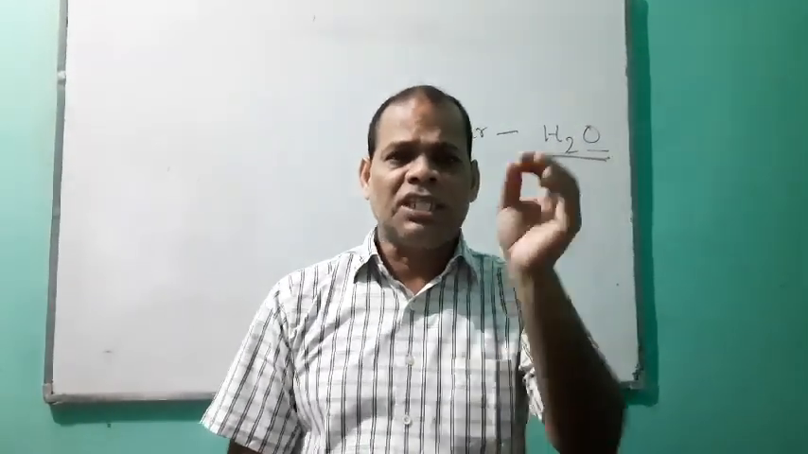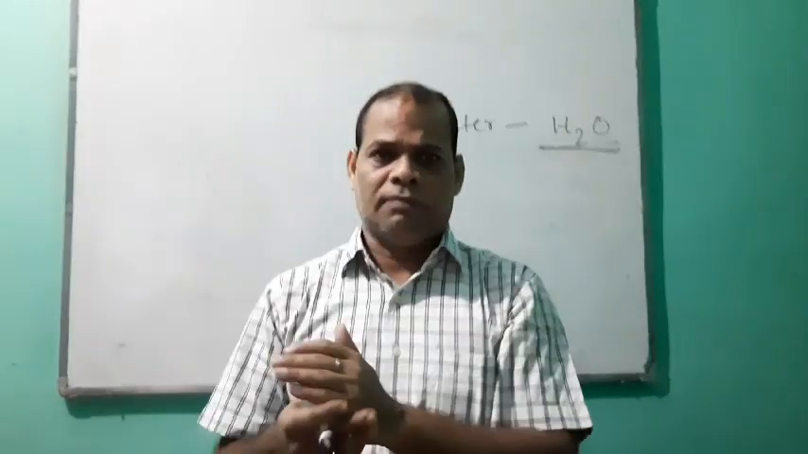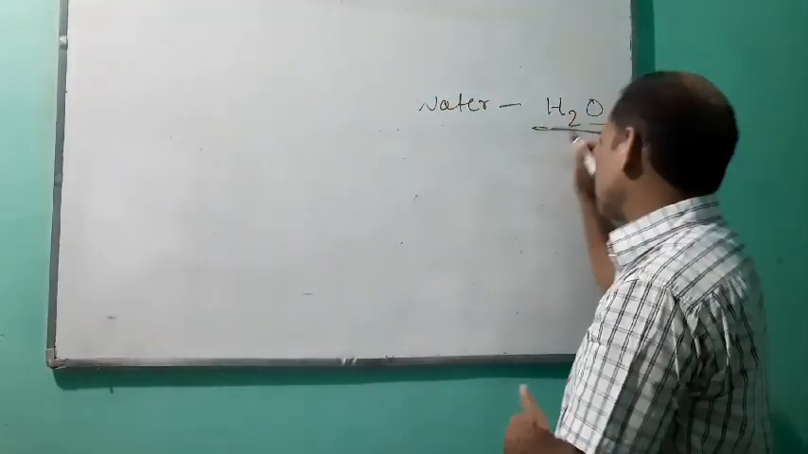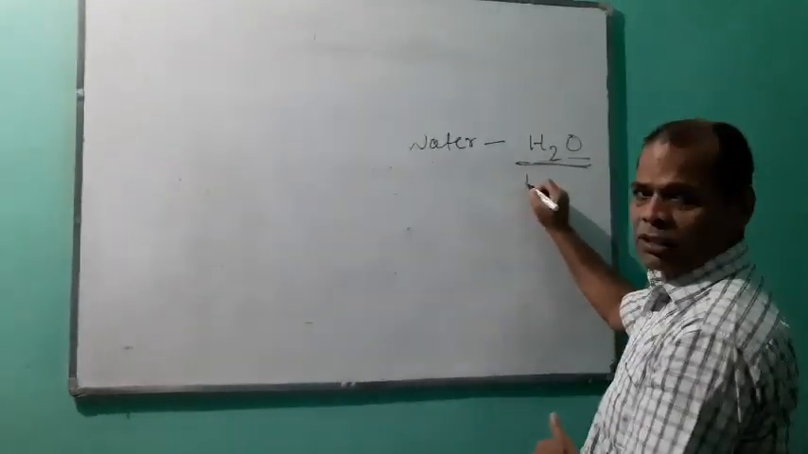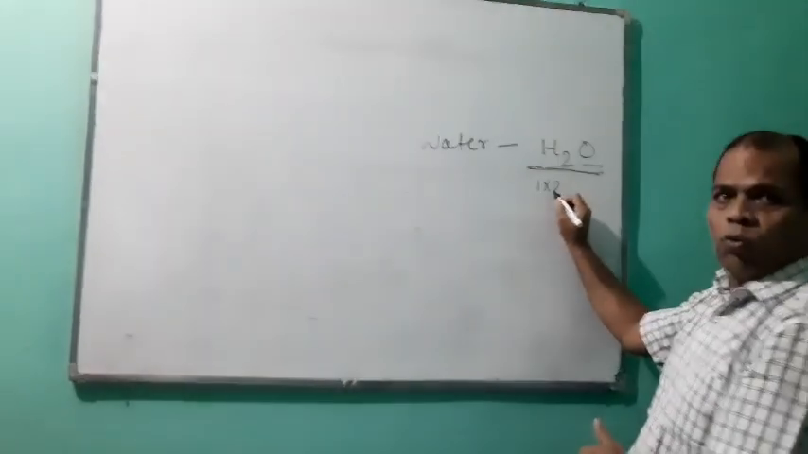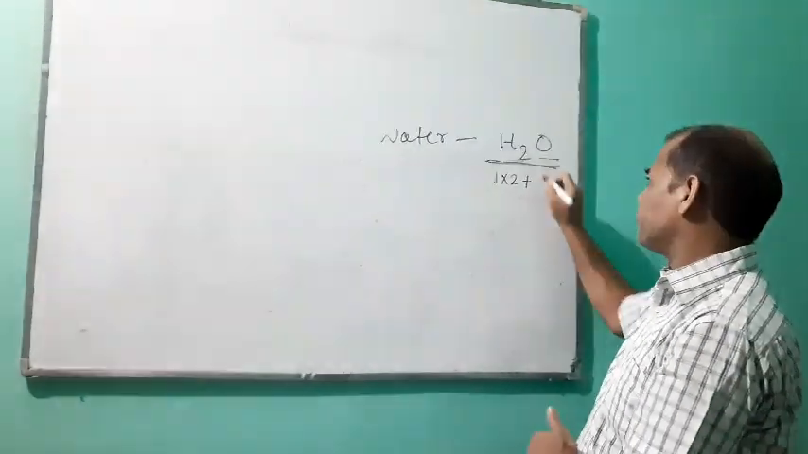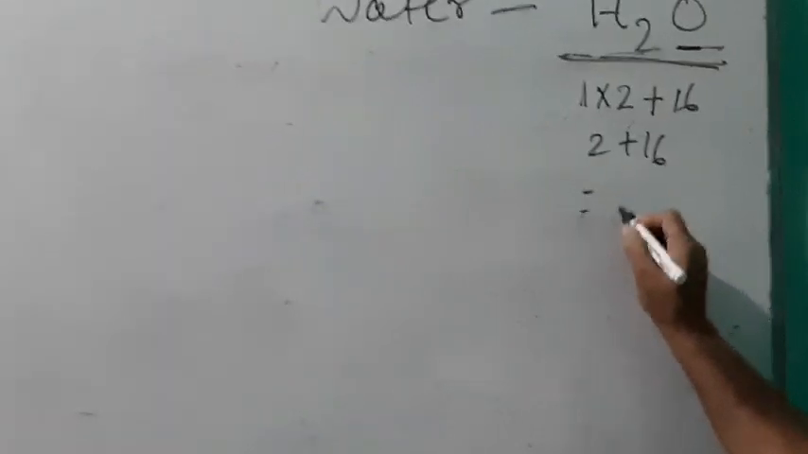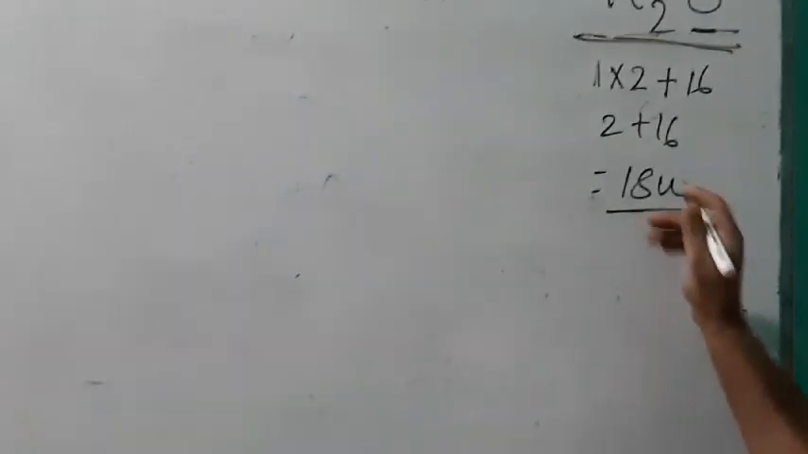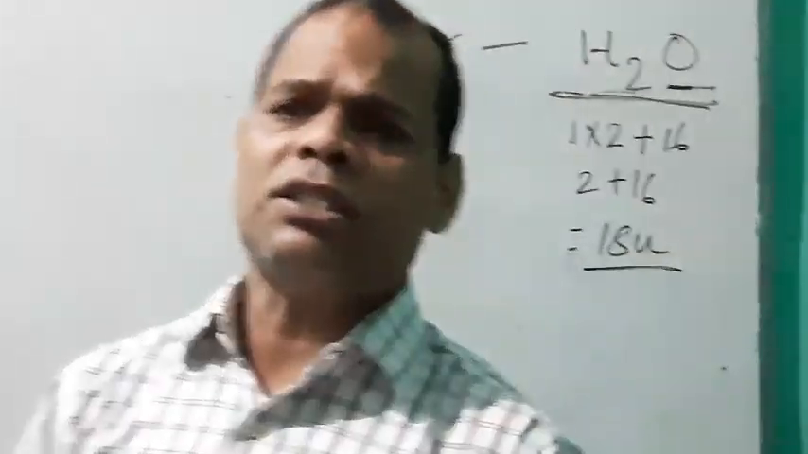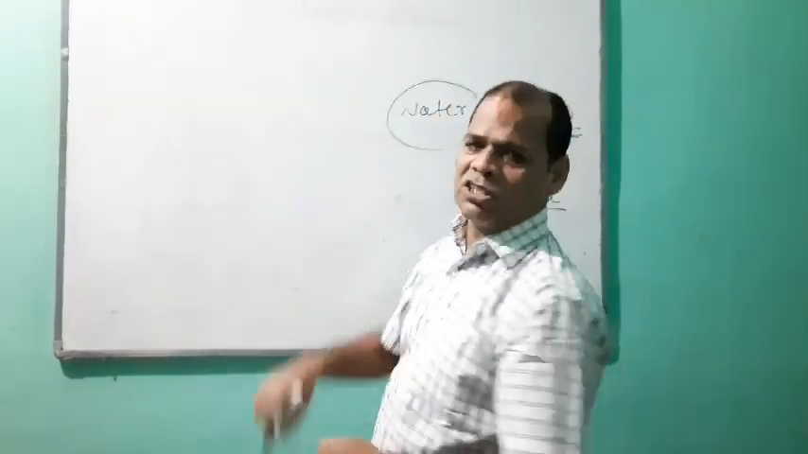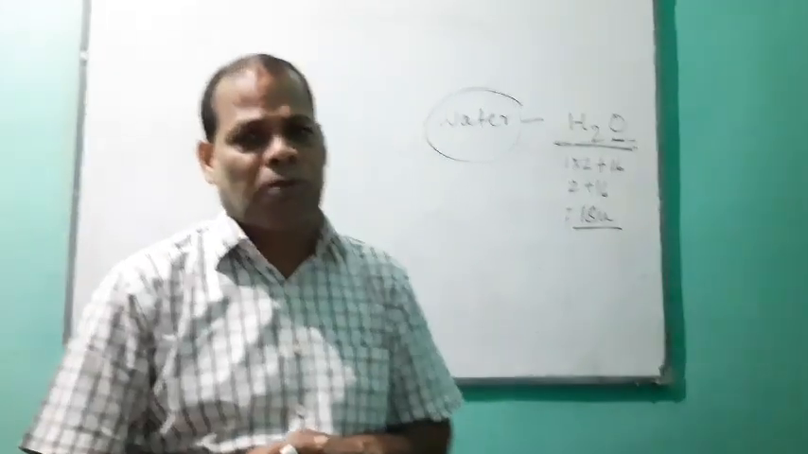It represents the definite mass of a compound. For example, hydrogen has atomic mass 1, and there are 2 hydrogens, so 1 into 2, plus oxygen has atomic mass 16. So 2 plus 16 equals 18 u. By writing H2O, it gives the idea about the definite mass of a compound. But when you write just water, it does not give all this information.